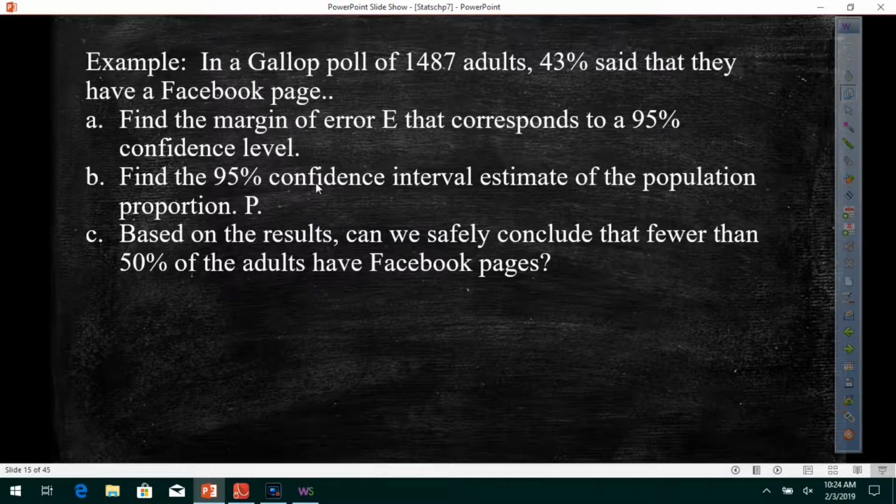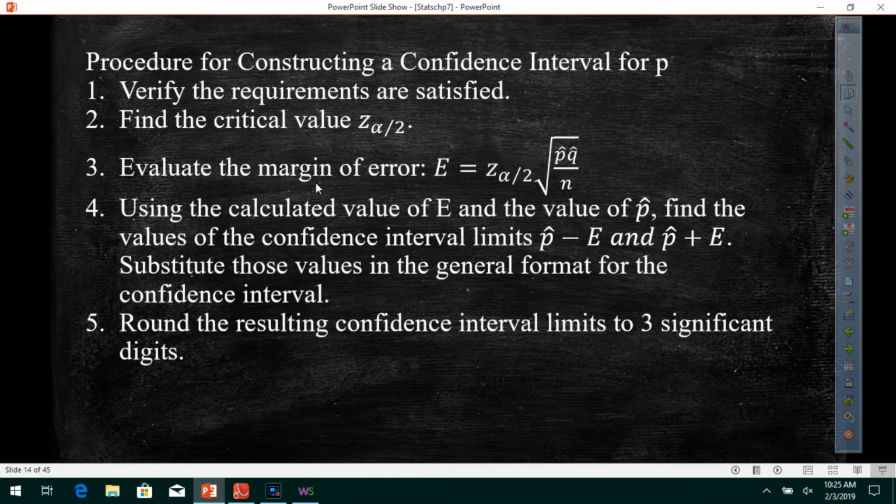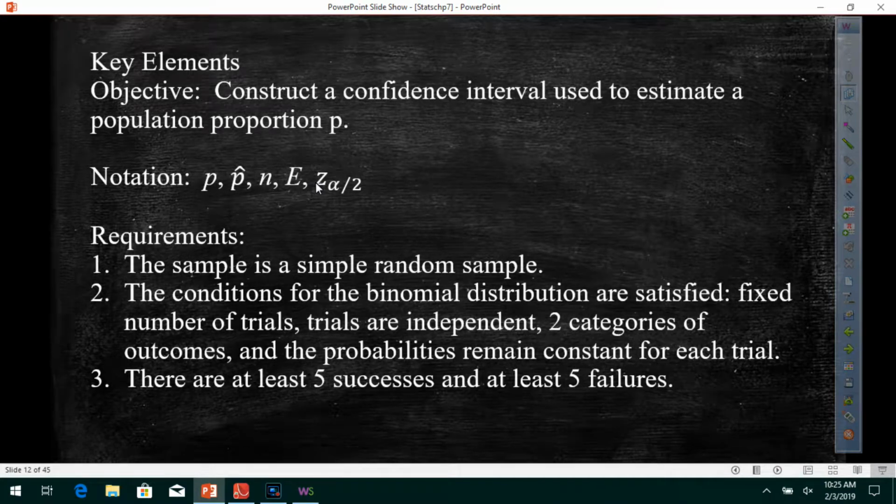Example: in a Gallup poll of 1,487 adults, 43% said they have a Facebook page. So we want to find the margin of error E that corresponds to a 95% confidence interval. Okay, well, we need to do a requirement check. What were the requirements? The sample is a simple random sample. The conditions for the binomial distribution are satisfied, and there are at least 5 successes and at least 5 failures.